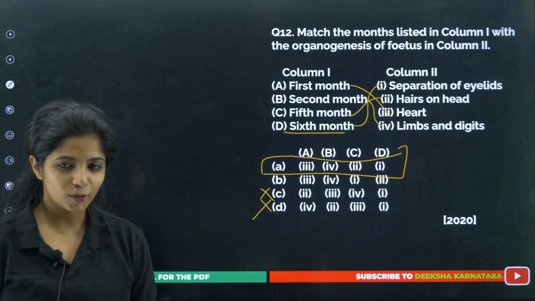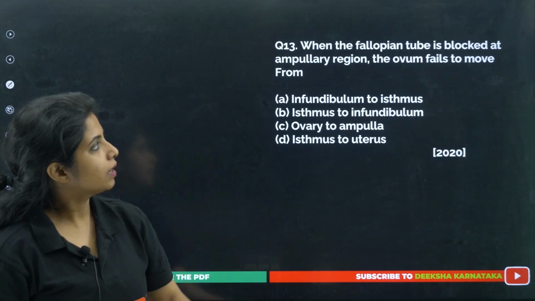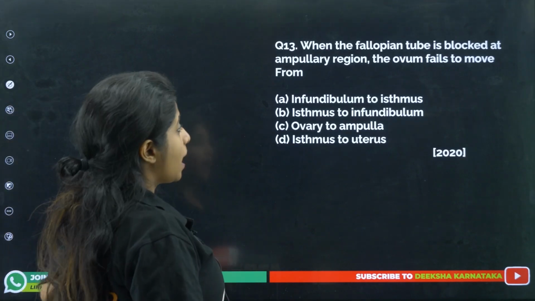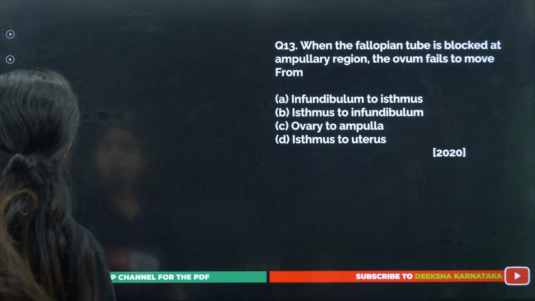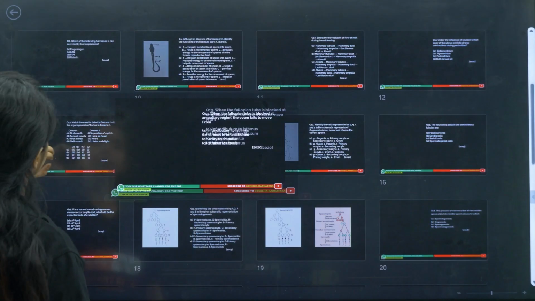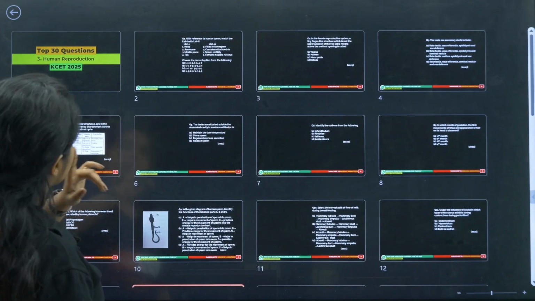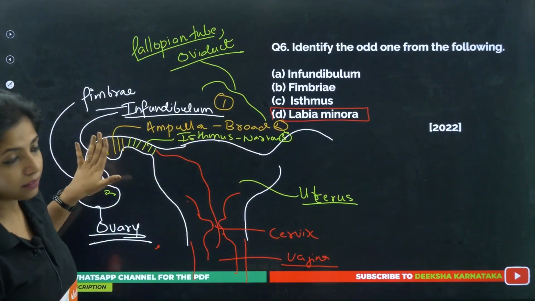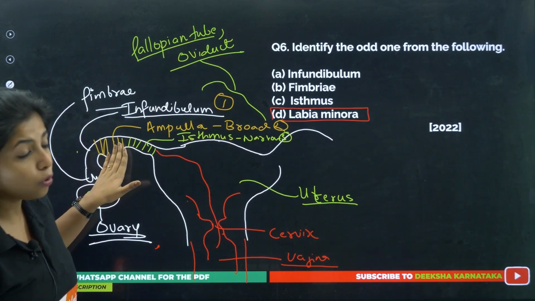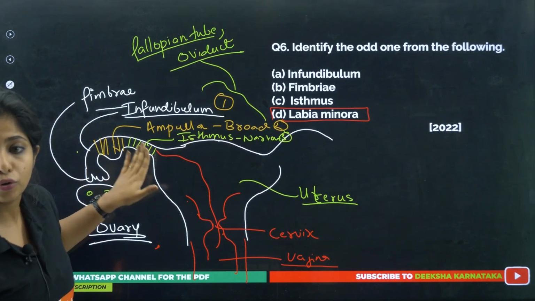Cool? Okay. Next question. When the fallopian tube is blocked at ampullary region, the ovum fails to move from what to what region? So when there is a block in the ampullary region, where was that question of the ampulla? Yeah, over here. So when there is a block over here in the ampullary region, the ovum will be failing to move from where to where?